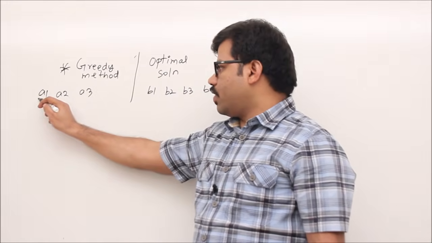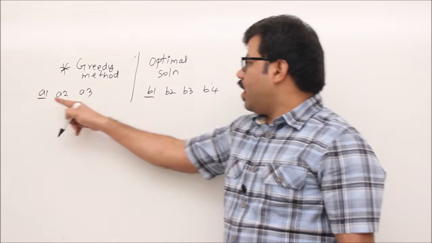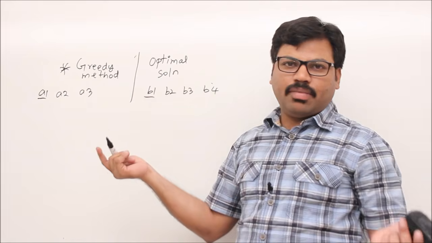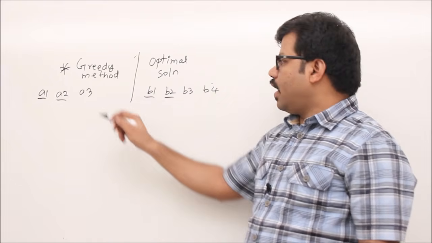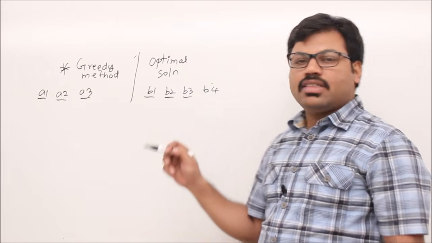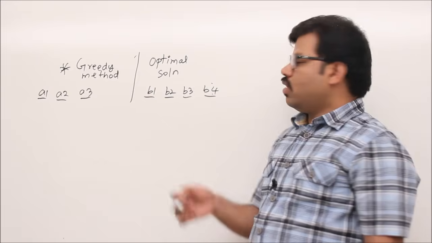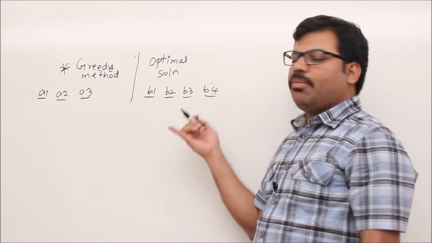Now I ask the first question: A1 and B1, are they the same? If A1 and B1 are the same, then no problem, right? Because both have the same idea. Then I compare A2 with B2. If they are the same, then I compare A3 and B3. If that is also the same, then I ask, how did you pick B4? Then he says, after B3, B4 was compatible with B1, B2, B3, so I picked it.